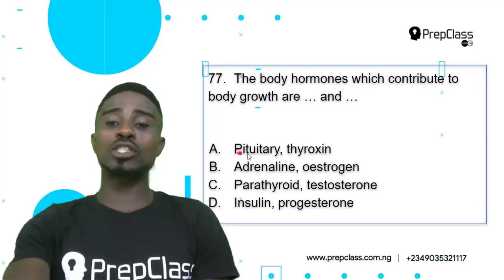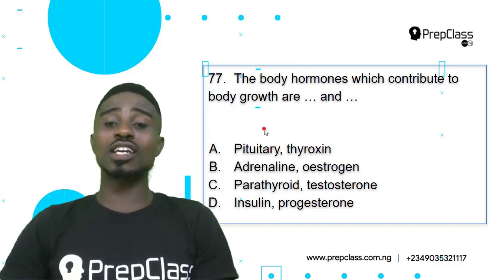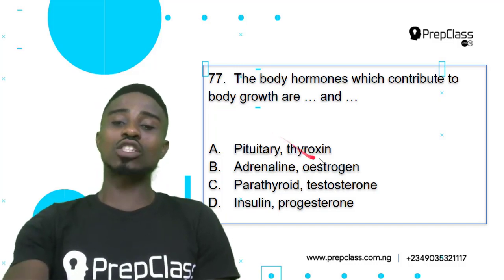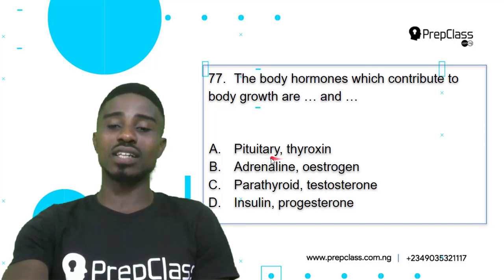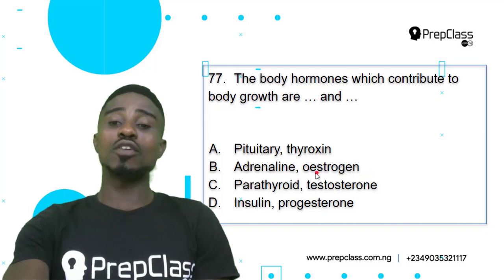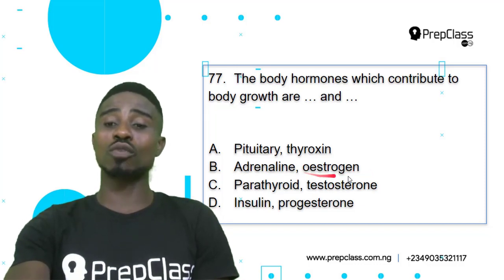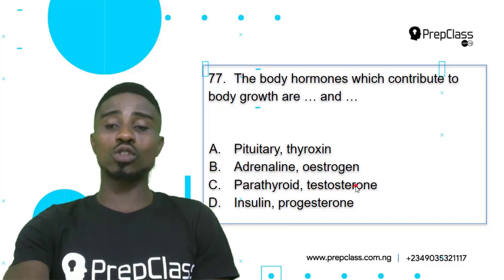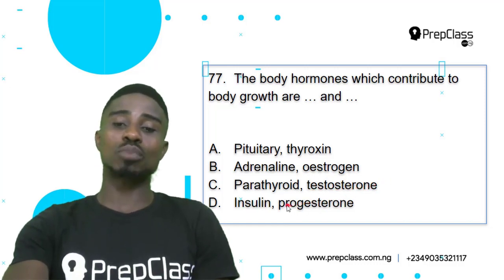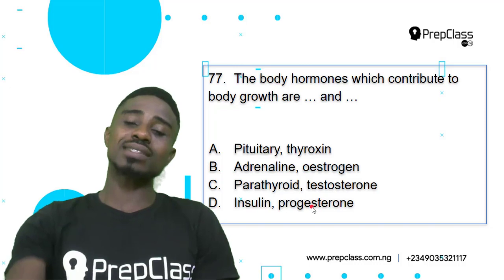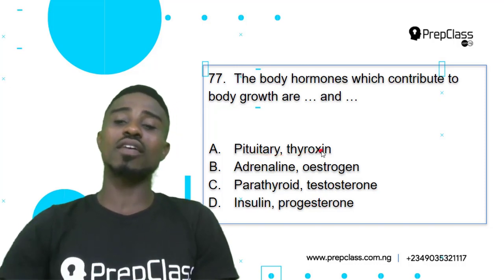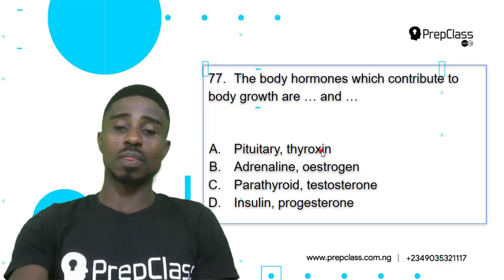Now, if you look at option A, pituitary basically brings about growth to the body. It secretes what we call the growth hormone. And this combination would serve as our correct answer. The others cannot be the answer because estrogen is a sexual hormone or a reproductive hormone. Testosterone is also a reproductive hormone, likewise progesterone. So let's look at the reason why pituitary and thyroxine is our correct answer.